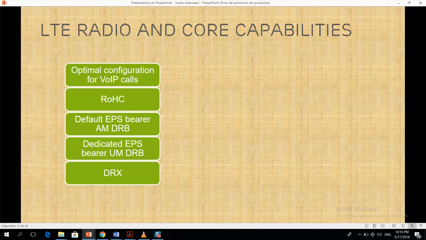These are the capabilities of VoLTE that you must take care of. We talked of robust header compression. You must have a default EPS bearer, AM DRB. You must have a dedicated EPS bearer, UM DRB. You must have DRX. What do they do? The ROHC, I already said, improves efficient transmission.